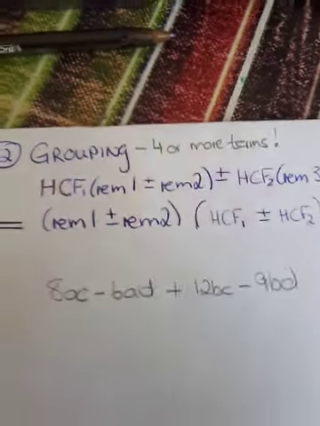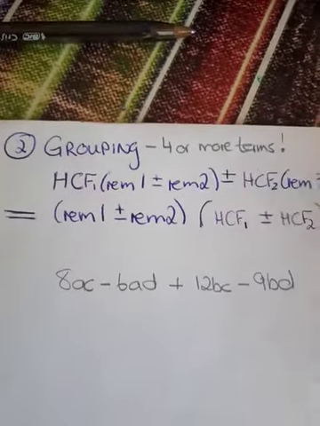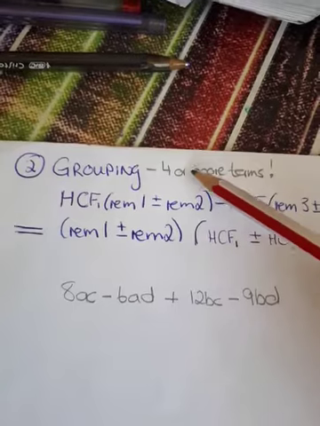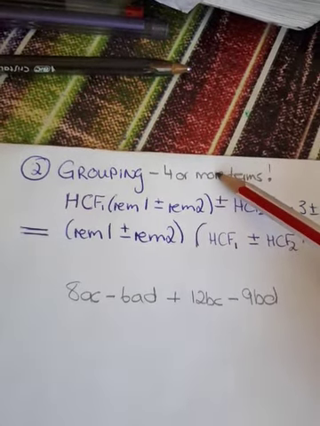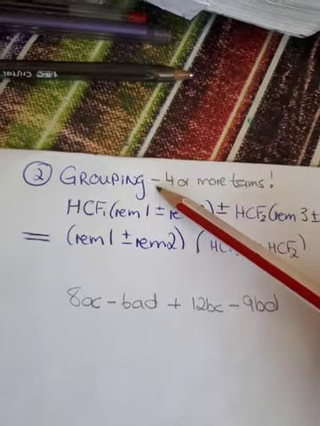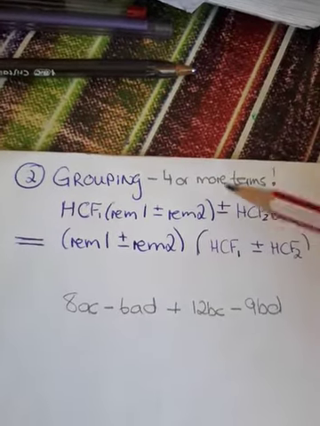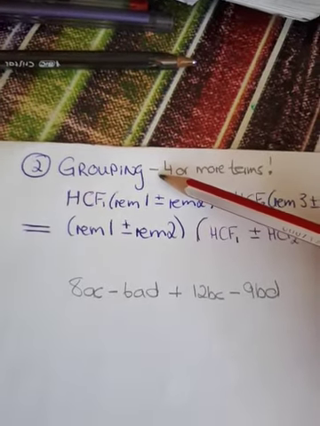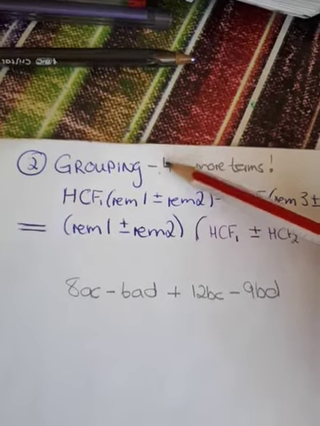Hello, we are doing the second form of factorization, which is called grouping. Now, in grouping, people, you will always have four or more terms. But importantly, grouping is just a repeated factorization by taking out the highest common factor. So really, people, grouping is nothing different from taking out the highest common factor.